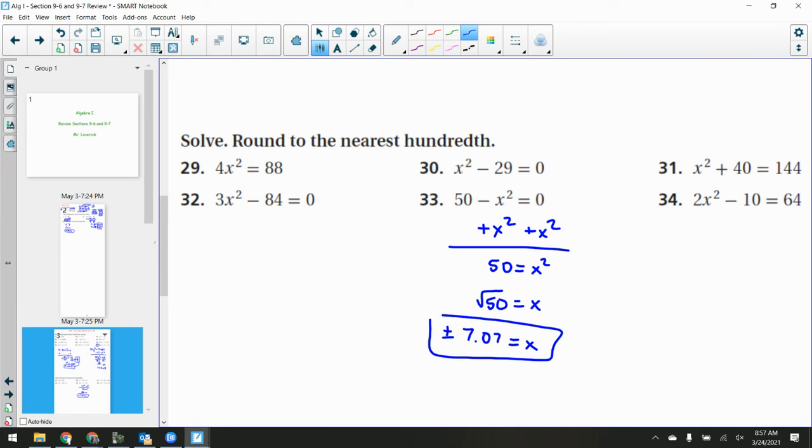And number 34, Mason, what did you get for 34? 6.0, it is exactly what I had as well. Are there any through 34 that anybody would like to talk to or go over? I'll talk about it in a second.